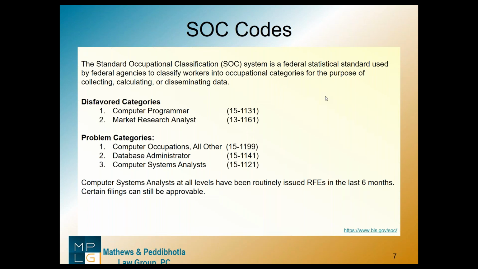And so they have been issuing RFEs on them, and there have been denials on otherwise strong cases. So there are alternatives that we can recommend, which include software developer. These are for those technical roles, and other occupation categories that we can discuss on a case-by-case basis. But we bring these to your attention because these are categories that did not used to have as many issues in the past, but we do want to bring these to your attention as we are under a different administration in a different climate.